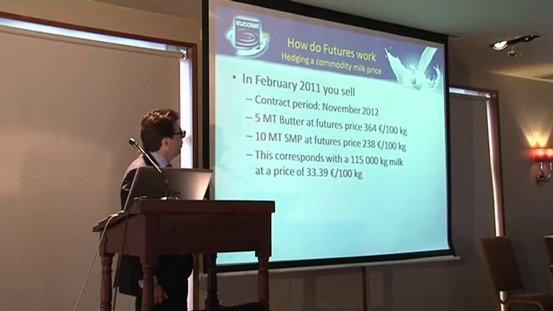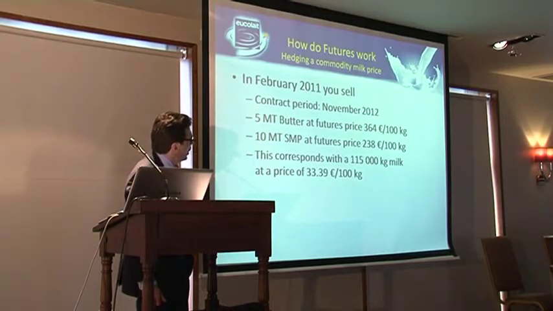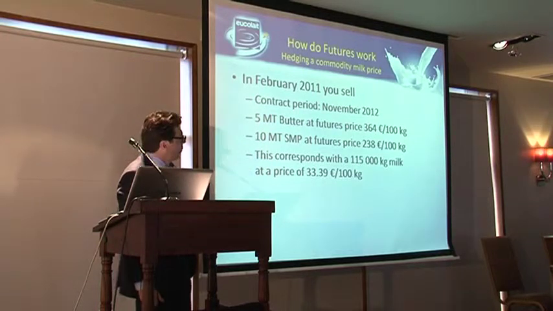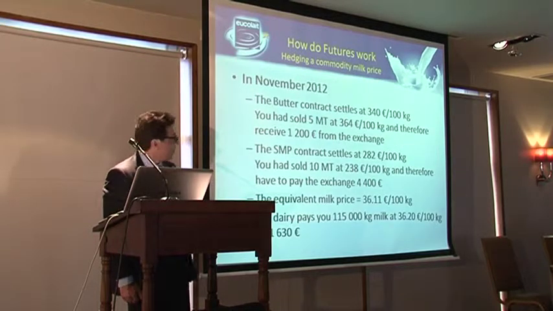Let's say you sold 5 tons of butter, one contract at Eurex, at the price of 364 euros per 100 kilo, and you sold 10 tons of skim milk powder at the price of 238. That equates to roughly 115,000 kilo of milk at a price of 33.90.